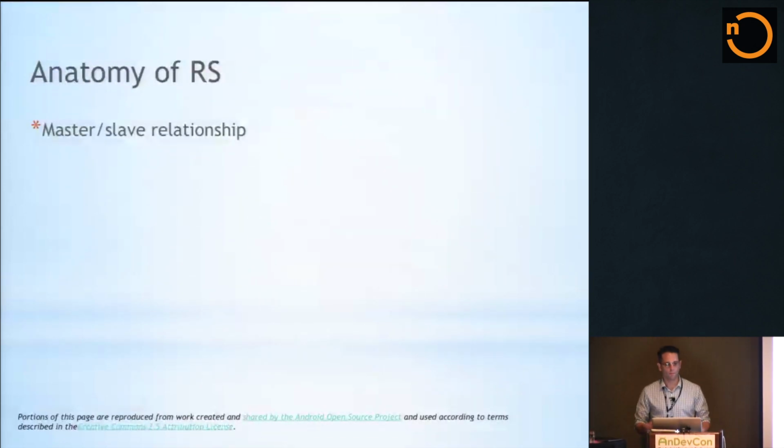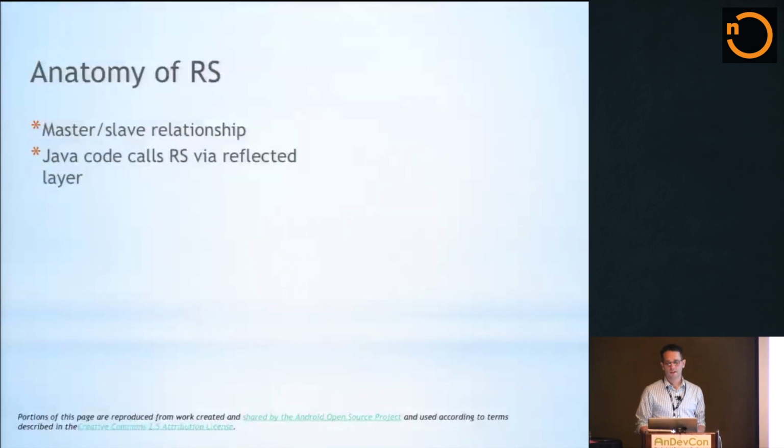And it's a very important aspect of this to understand, as you'll see when we get into some code here in a little while. So it is a master and slave type relationship where the Java code is the master, and you can call RenderScript via a reflected layer.